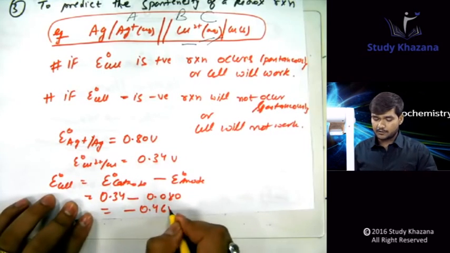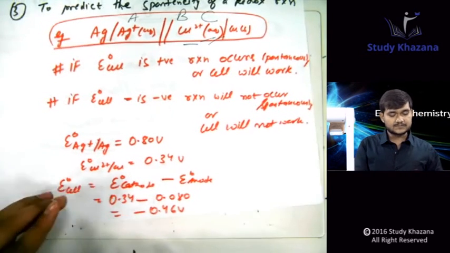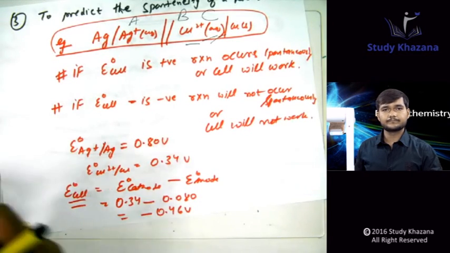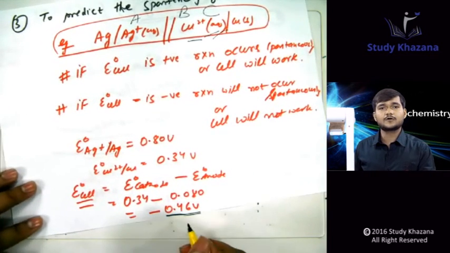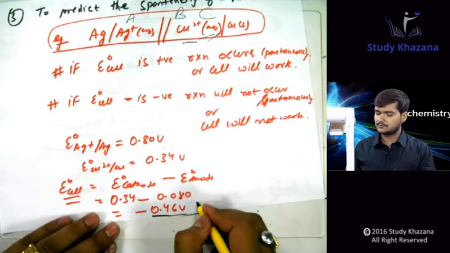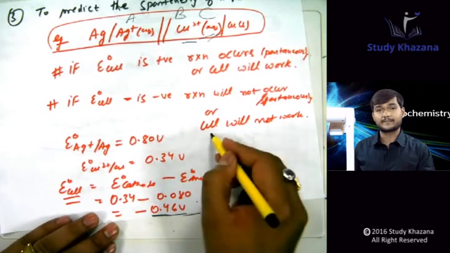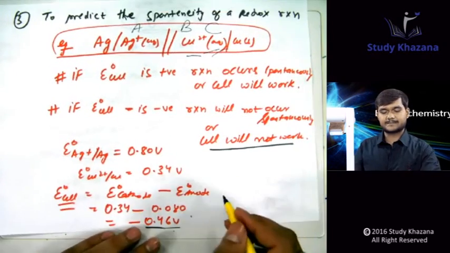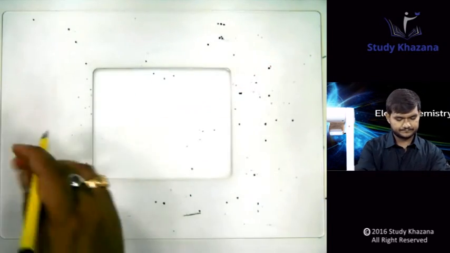So what is the E0 cell value? It comes out to be negative. That means, will the cell work or not? No, the cell will not work. Am I clear with this? Yes. Okay. Next.